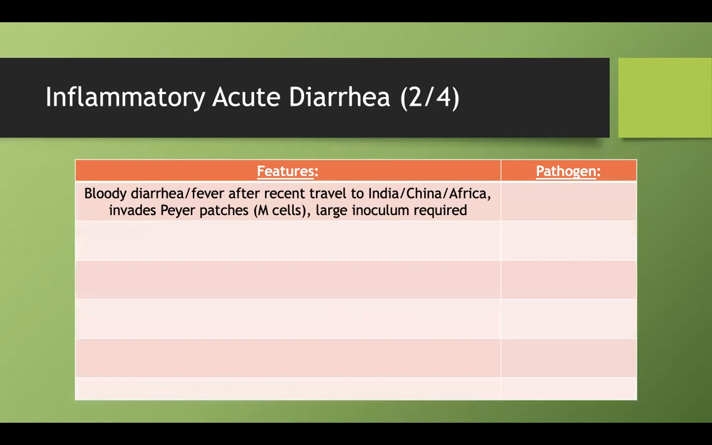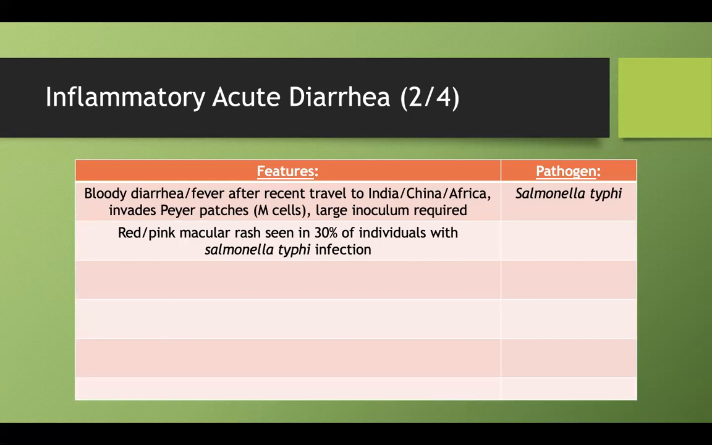How about bloody diarrhea or fever after recent travel to India? India is very heavily tested on this disease, but it could also be somebody traveling to China or Africa. This bacteria invades your Peyer patches, and you need a very large inoculum. So you need a lot of this bacteria to enter your GI tract to become infected. This is a Salmonella typhi infection.